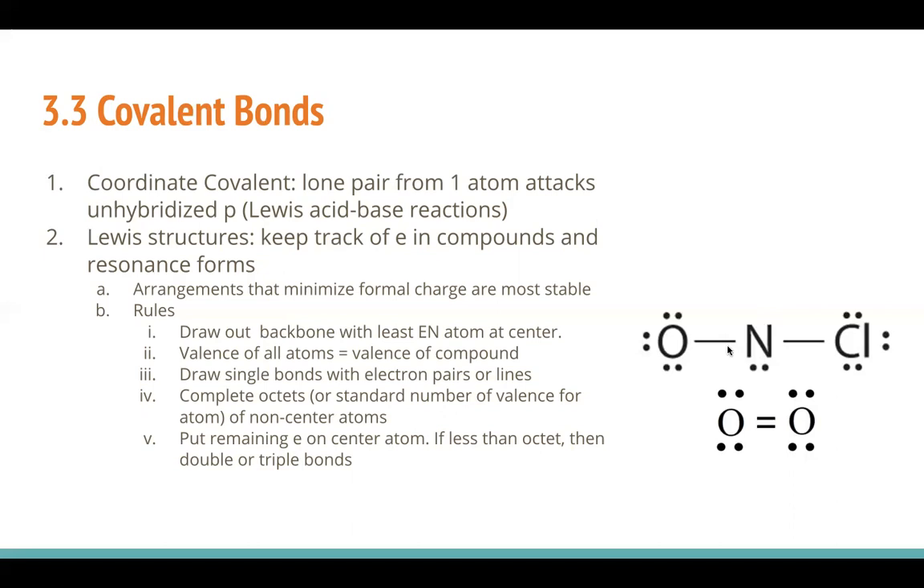So in the first compound, nitrogen is the least electronegative element, so it's in the center. And then this is just the diatomic oxygen here, and it's a double bond because if you drew this out, you would find that there's one electron missing in each.